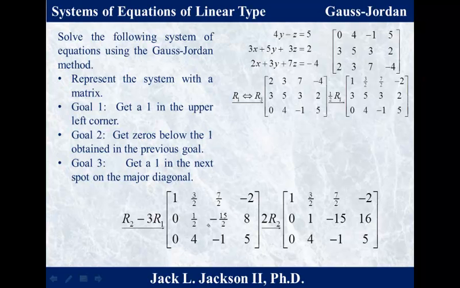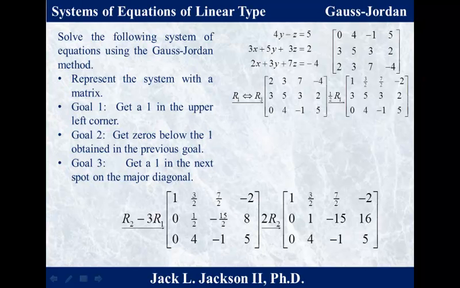Okay? But this will be just fine because notice 2 times 0 is still 0. Multiplying a row by a constant does not change a 0. So 2 times 1/2 is 1. That's just what we wanted. But of course you have to multiply the whole row by 2. 2 times 0 is 0. 2 times 1/2 is 1. 2 times -15 halves is -15, and 2 times 8 is 16.